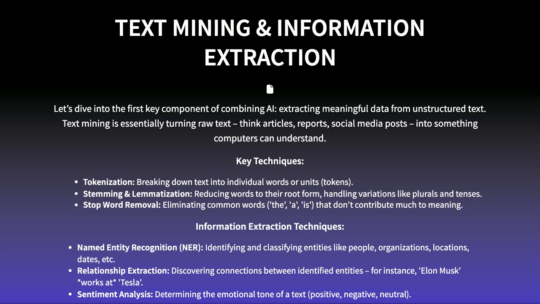But the real power comes from information extraction, things like identifying people, organizations, or locations in a text, and even figuring out how these different elements are connected to each other. For example, we can recognize that Elon Musk works at Tesla. It's all about turning the raw data into something computers can actually use.